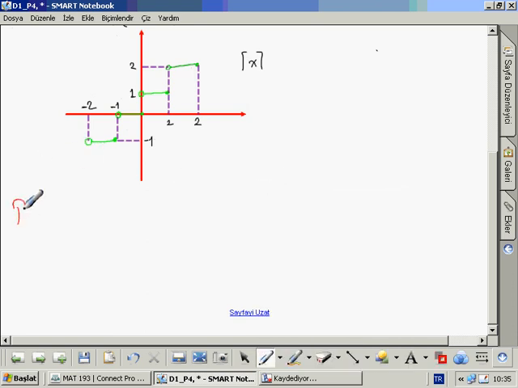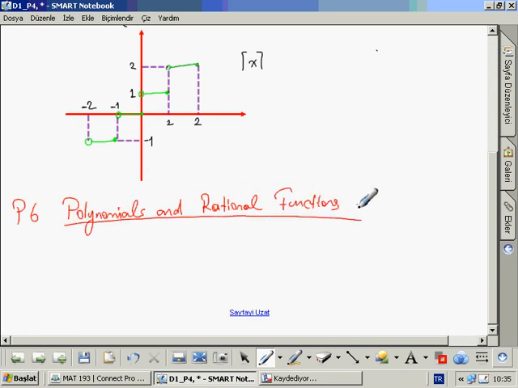And this is P6. Polynomials and rational functions.